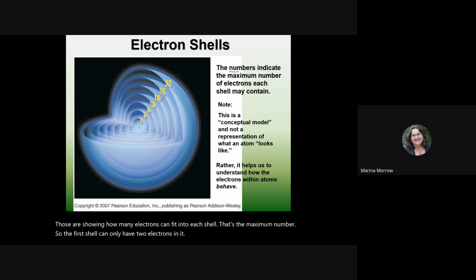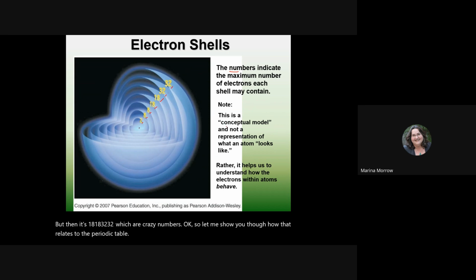But, and remember what a shell is. It's an energy level. That's a possible location for electrons. But some electrons might be in the second shell. The second shell can hold 8. And then the third shell can hold 8 also. But then it's 18, 18, 32, 32, which are crazy numbers. Okay, so let me show you, though, how that relates to the periodic table.